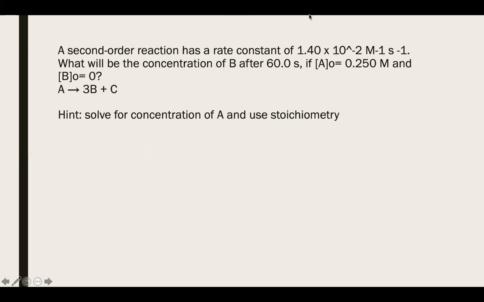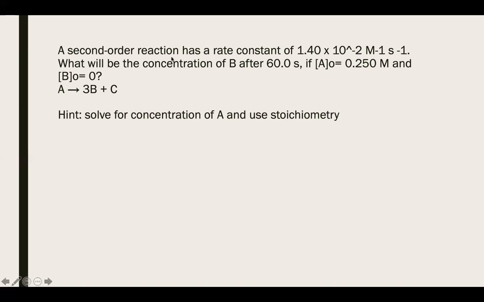Okay, so now we have a second order reaction with a rate constant of 1.4 times 10 to the negative second, 1 over molar times second. And then it's asking, after 60 seconds, what's the concentration of B going to be if the initial concentration of A was 0.025? And I think this might have been one of the hardest problems on the whole mock exam.